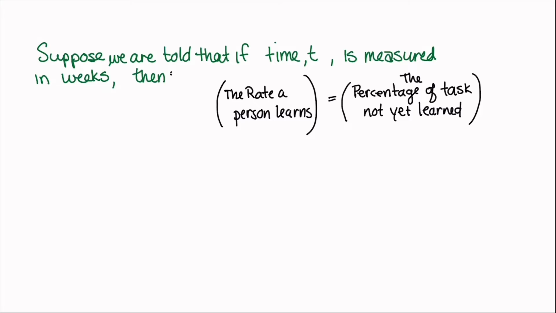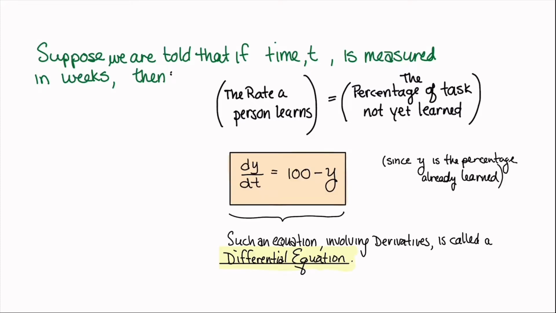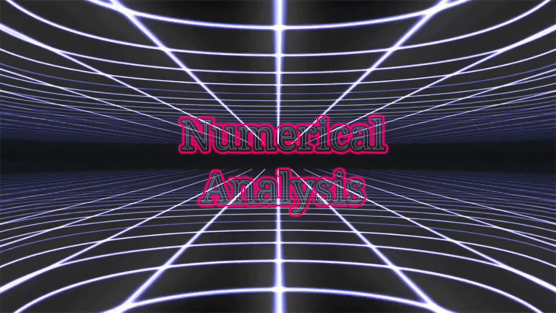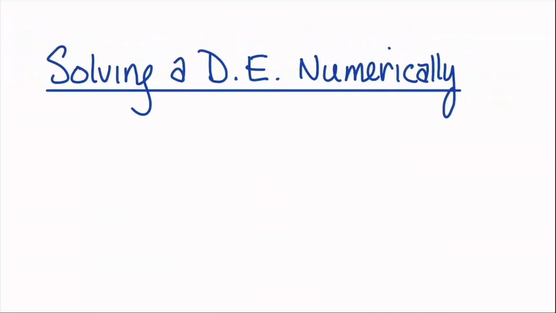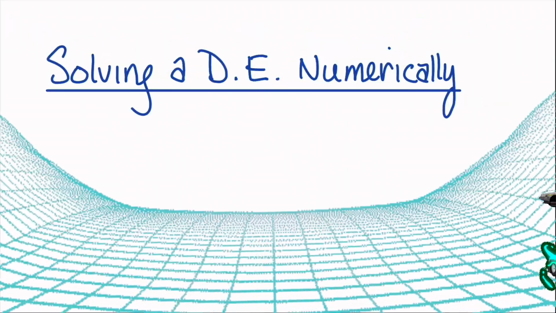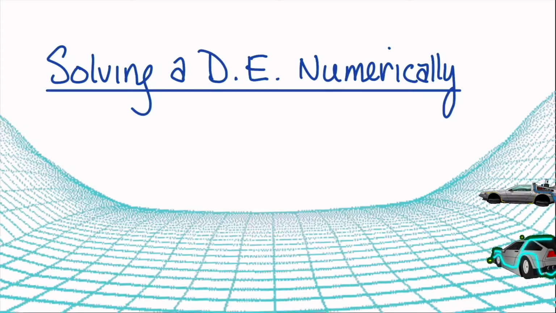So we're going to set up a differential equation representing this idea. dy/dt is the rate, and 100 minus y is the percentage of the task not yet learned, since 100 is the maximum and y is the percentage already learned. So whenever an equation involves a rate, like dy/dt, we call it a differential equation. And our first attack here is to try to solve it numerically.